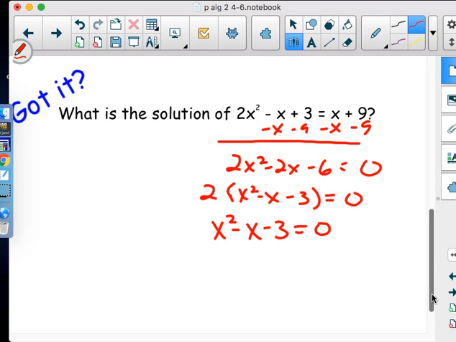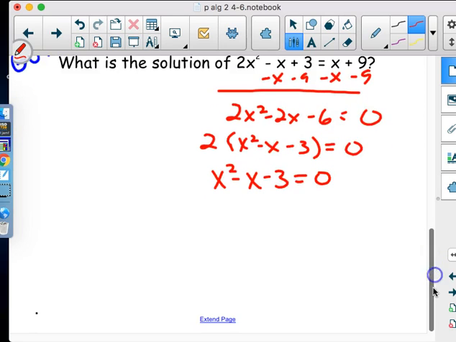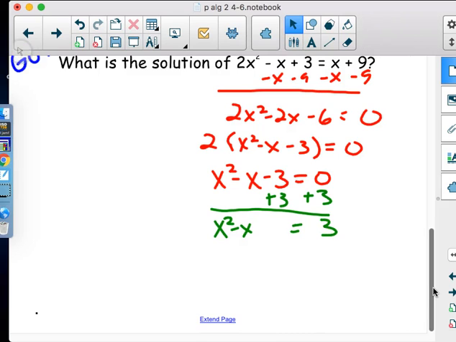All right, that does not look good. Is that a perfect square trinomial? Rats. So what should we do? Add the 3. Get it on the other side. It's not good. We don't want it there. X squared minus x equals 3. Gonna need to fill the box.